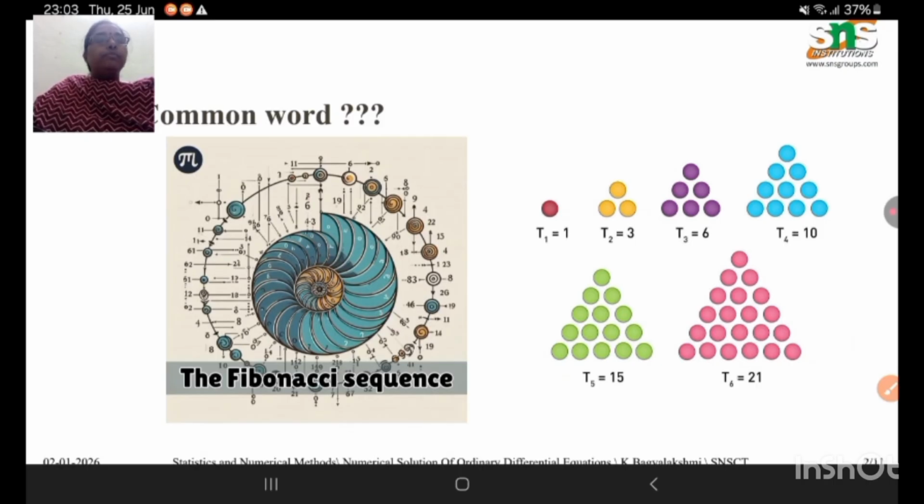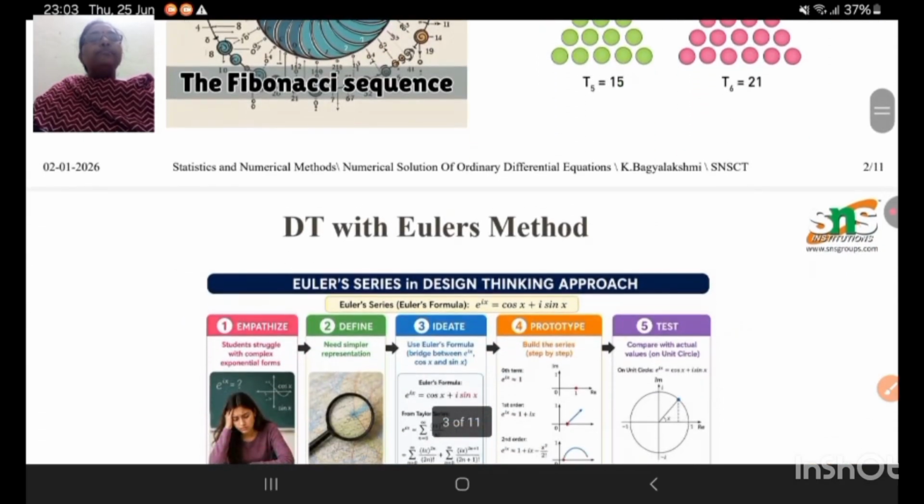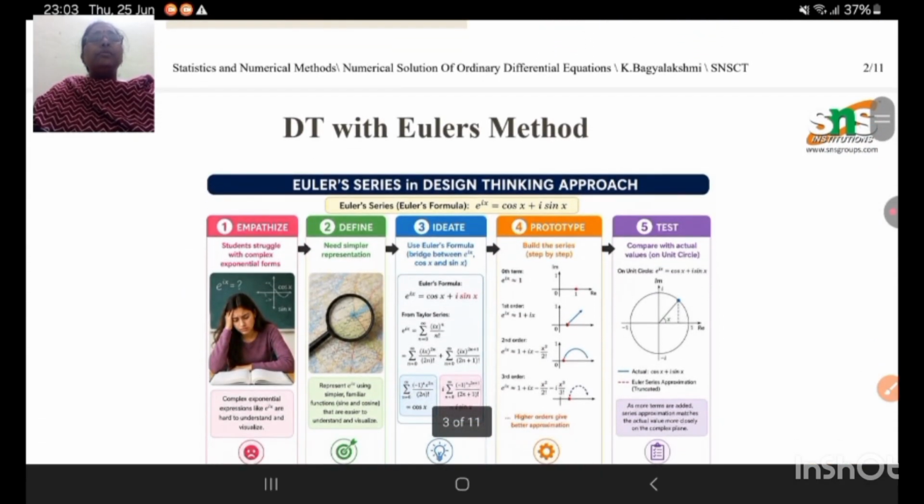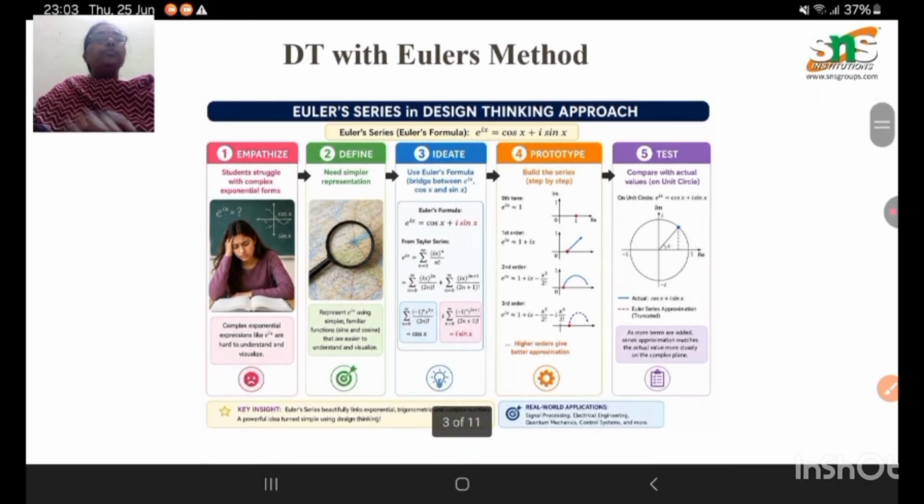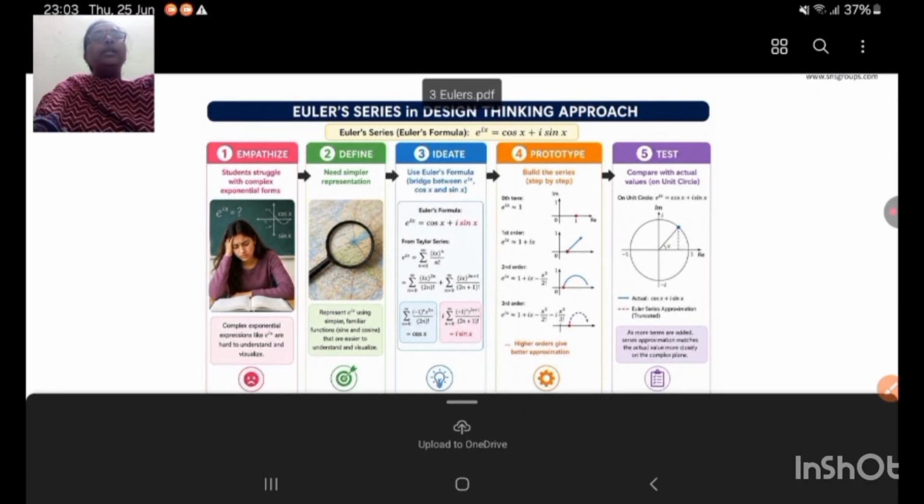We know that in the Fibonacci sequence we add one by one, stage by stage: the first value plus the second value, 1 plus 3, and so on. Stage by stage, one by one, we add and get the sequence. It is a very basic example for this method, and we can move on to DT with Euler's method.